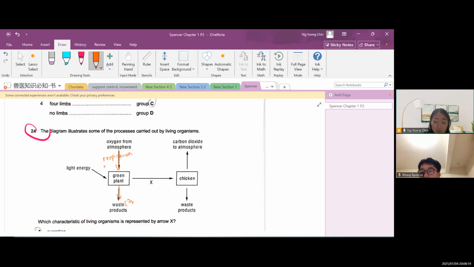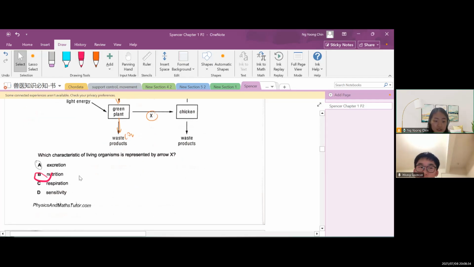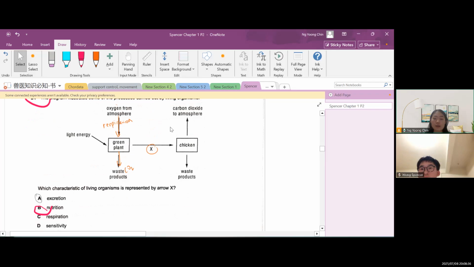Okay, see, this whole process will be the respiration. Then how about the X? What's the X part? X is from the green plant, they will absorb the light energy. And then X will be the nutrition. Why? During respiration, they will use up what? They will use up the oxygen and also the glucose, right? So this will be the glucose.